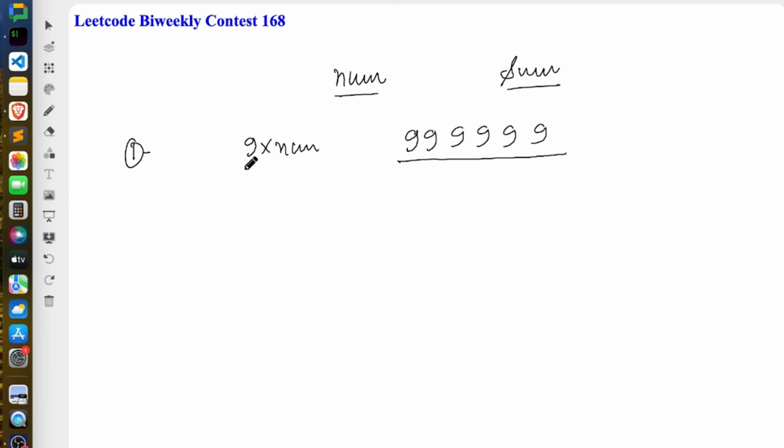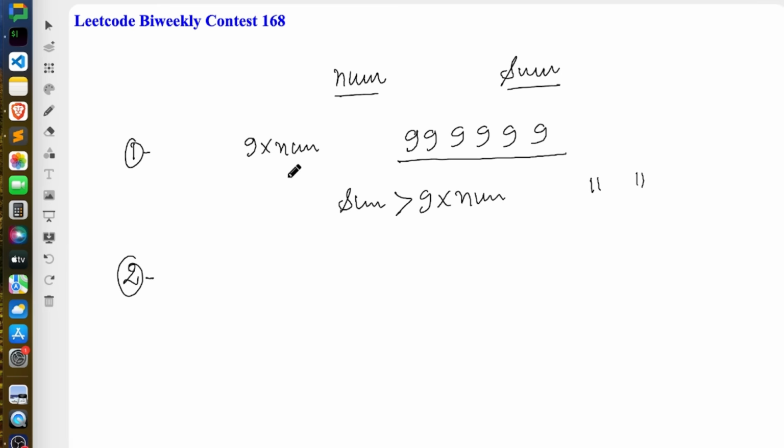So what is the sum of digits? The maximum sum of digits is 9 into num. So check if your given sum is greater than 9 into num. If that is true, then just return an empty string, because there is no possibility of getting any string that has the sum of digits equal to sum, because the max possible is 9 into num. Otherwise, the answer always exists.